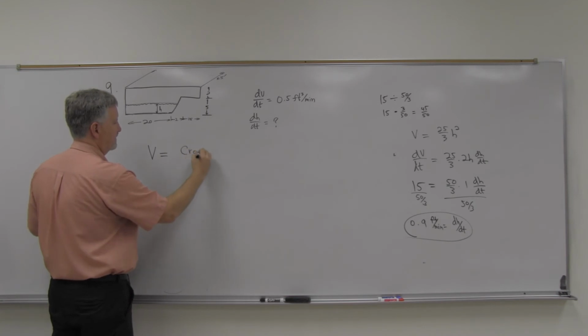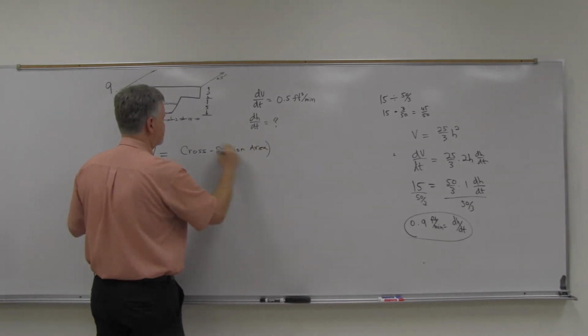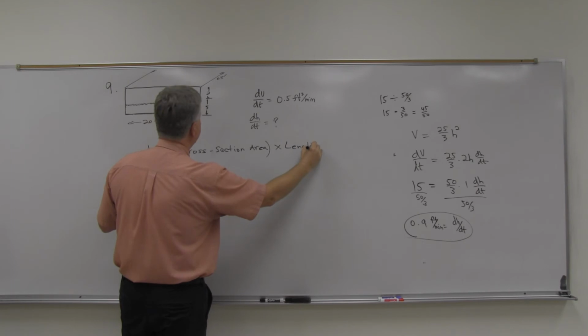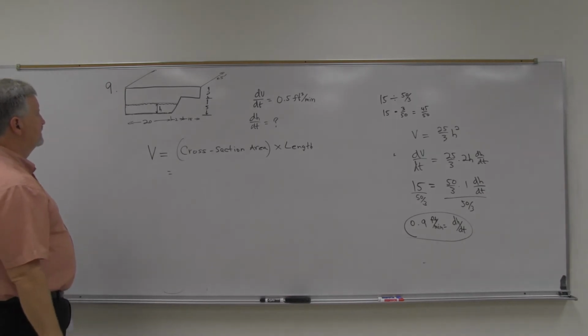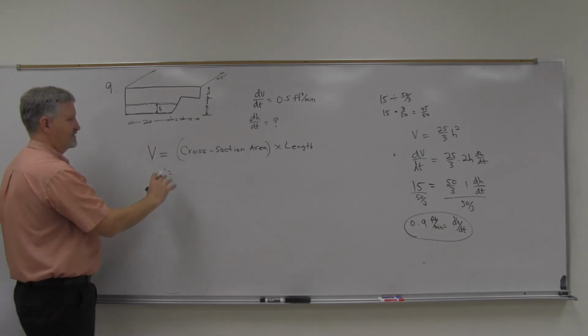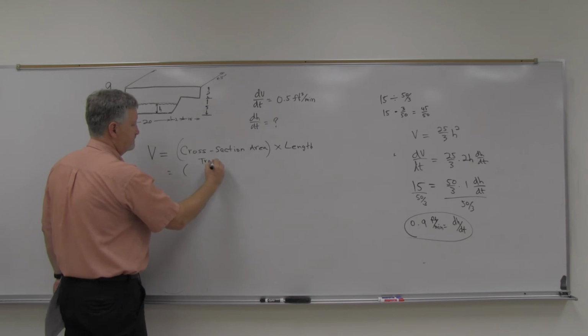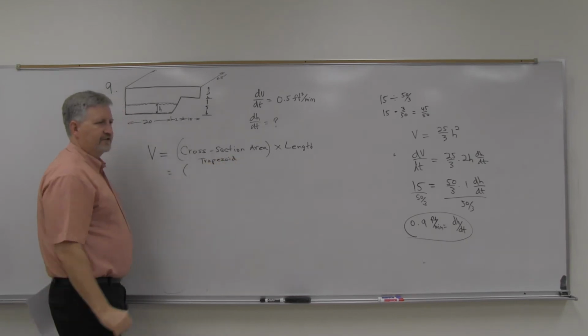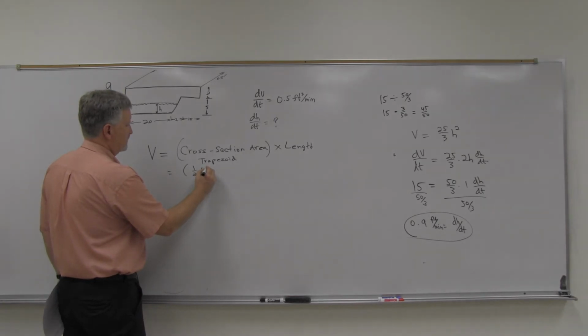All right, so I need to take the cross-sectional area times the length, which, good news again, the length is 25 feet, it's fixed. But how do I get that cross section? Well, like I said, it's a trapezoid, and for a trapezoid, it's 1/2 times your B1 and B2.